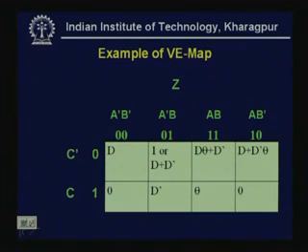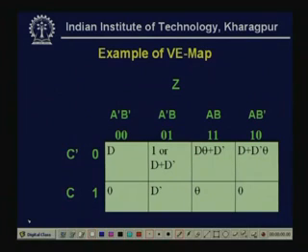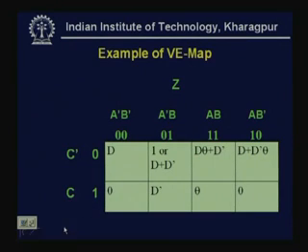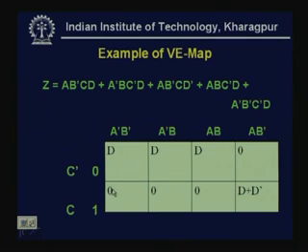That means the 4 by 4 map is reduced to 2 by 4, that means from 4 variables to 3 variables, and the 1s and 0s are reduced by some combination of the other variable, the rest which is left, which we have not considered in the kernel map. So, this is the concept of the map entered variable.